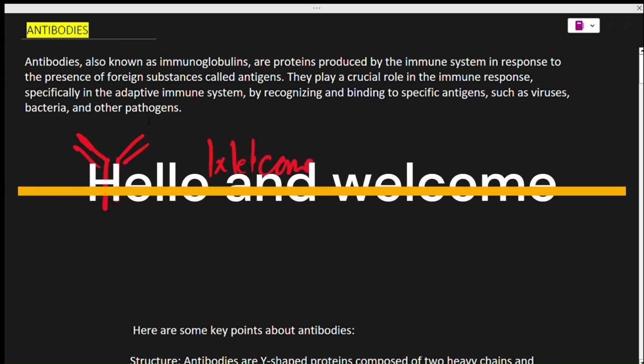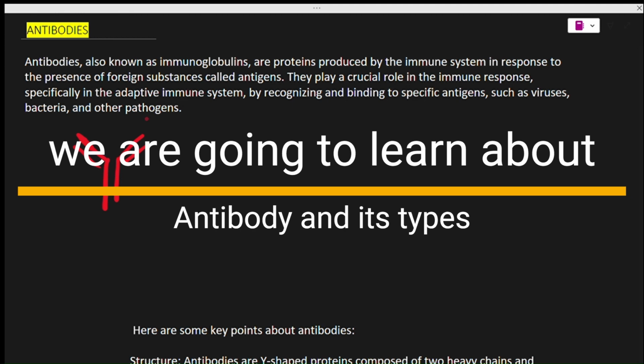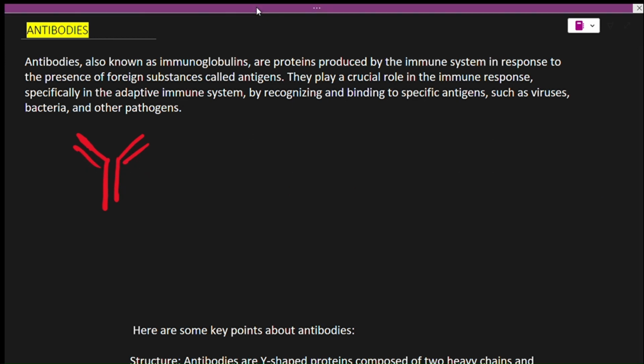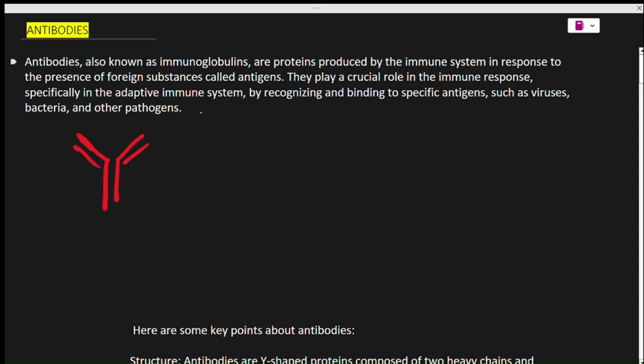In this session, we are going to learn about antibodies. So what are these antibodies? We will first start with antibodies. Antibodies are also known as immunoglobulins. We will first explain what this immunoglobulin is.